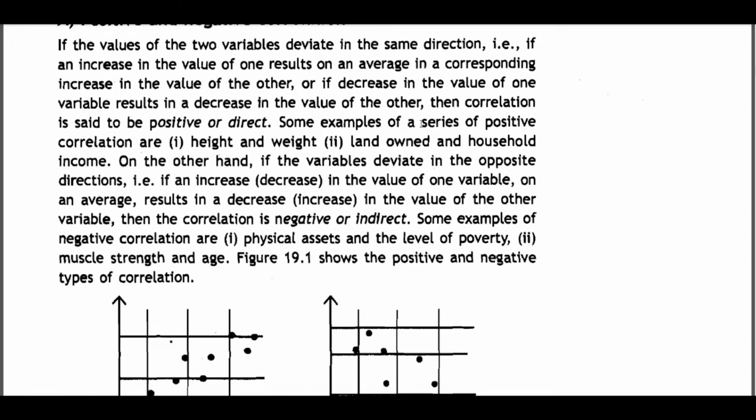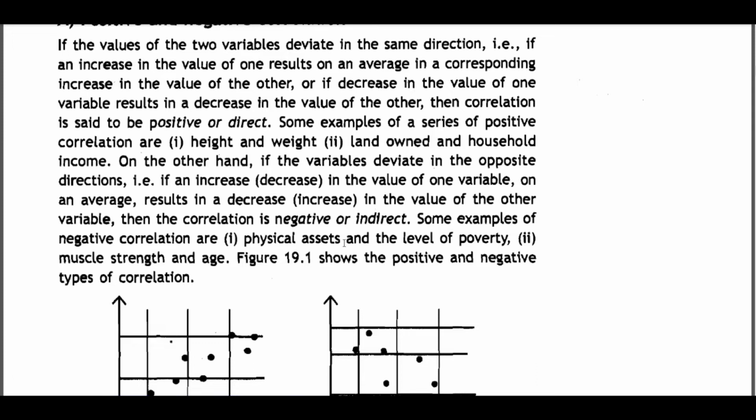Some examples of positive correlations are height and weight, and land owned and household income. On the other hand, if the variables deviate in the opposite direction, that is, if an increase or decrease in the value of one variable on an average results in a decrease or increase in the value of the other variable, then the correlation is negative or indirect. Some examples of negative correlations are: 1. Physical assets and the level of poverty, and 2. muscle strength and age. With age, the muscle strength reduces.